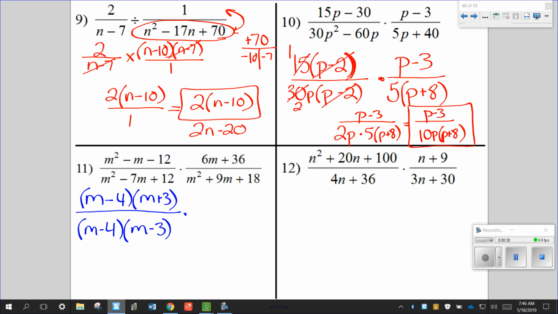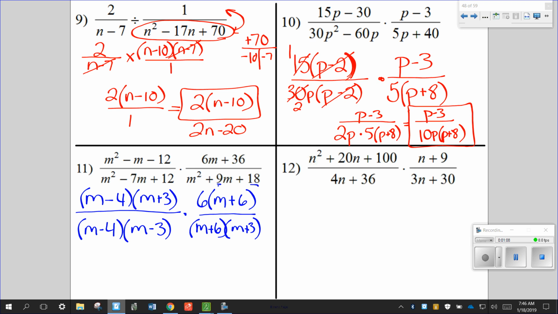That's being multiplied by... Oh look, we just have a linear term here, but it does have a greatest common factor that we can factor out, and that's a 6. 6 times M plus 6. And that is over, we need factors of 18 that add up to 9. That would be 6 and 3. So M plus 6, M plus 3.